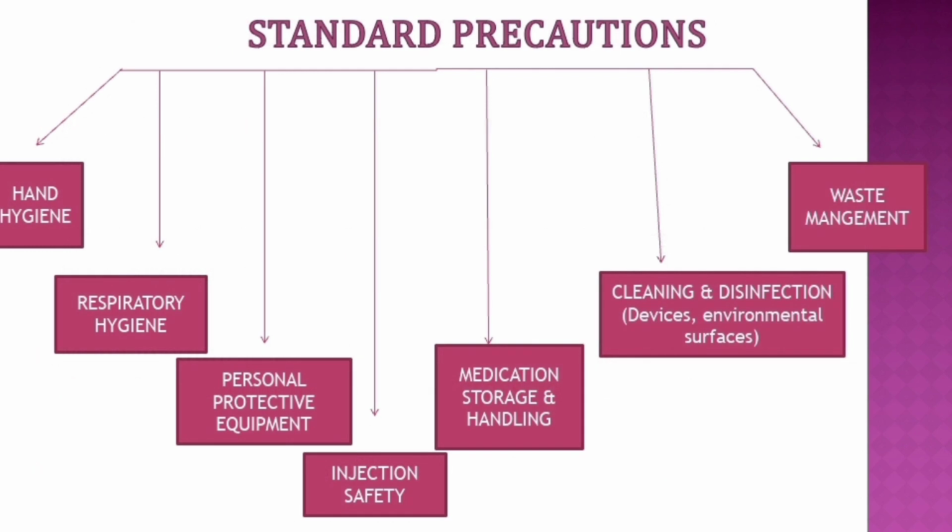Standard precautions have to be maintained in all healthcare centers to prevent nosocomial infections. These include hand hygiene, respiratory hygiene, personal protective equipment, injection safety, medication storage and handling, cleaning and disinfection, and waste management. All these standard precautions are very important to avoid healthcare-associated infections.